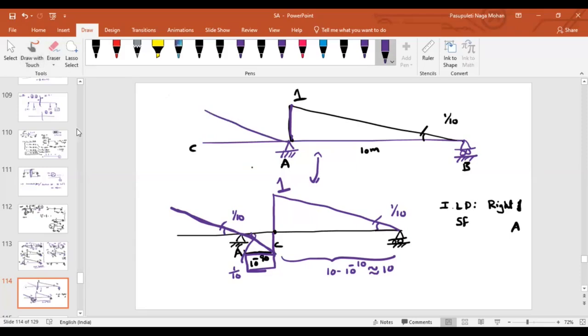As I tell you, what is this slope? 1 by 10. What is this slope again? 1 by 10. And again, what is this slope? This slope is also nothing but 1 by 10. And again, what about this ordinate? 0.3. Any doubt in this diagram, ideally for shear force to the right of point A? You will get doubt only somewhere here, in this part. So this is what you have to remember.